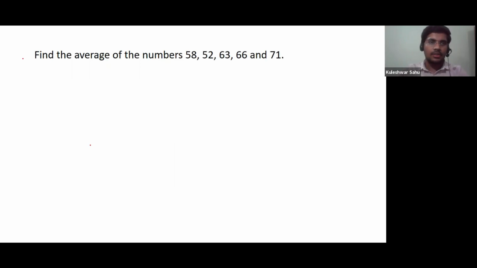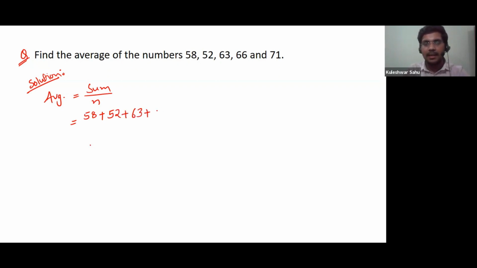Here is the first question. The question says, find the average of numbers 58, 52, 63, 66, 71. Now, let's use the average formula, which is sum by total number of data. In order to find the sum, we need to add all the given numbers, which is 58 plus 52 plus 63 plus 66 plus 71 divided by 5.